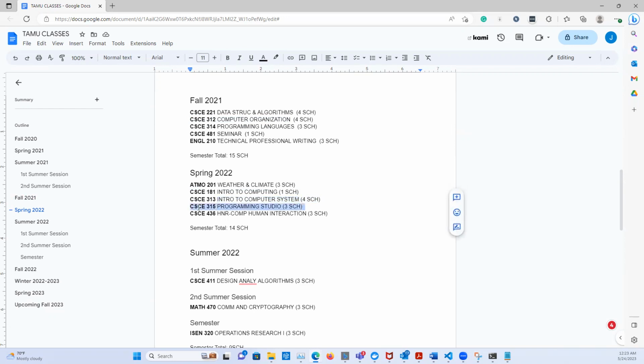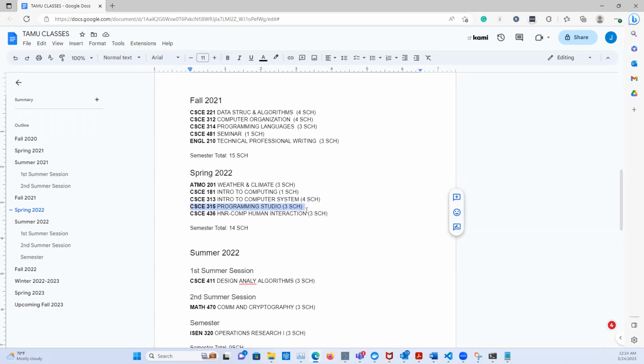The next, there's Programming Studio, CSCE 315. This course is listed as 3 credit hours. It should really be labeled as like 6 credit hours because this course takes a lot of time out of your schedule. Even though some of these projects are group projects, there's a lot of stuff you need to get done.